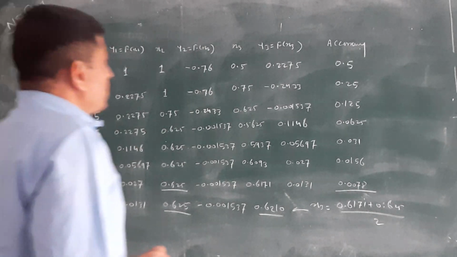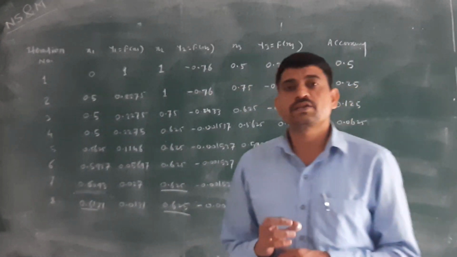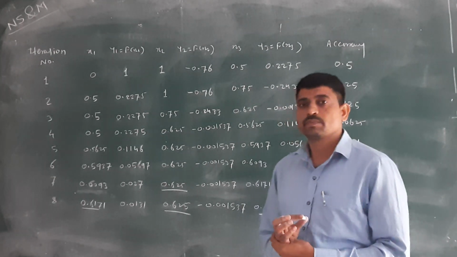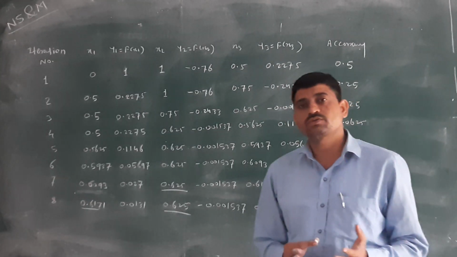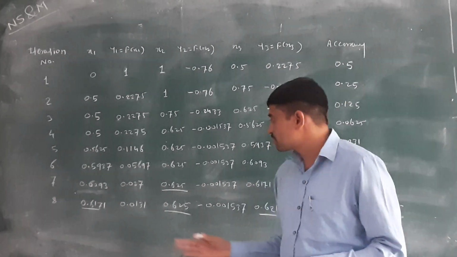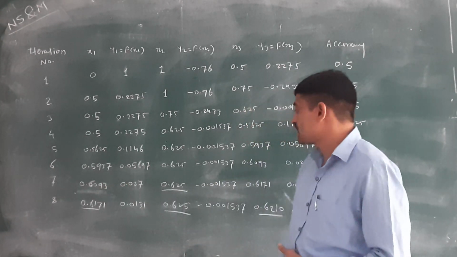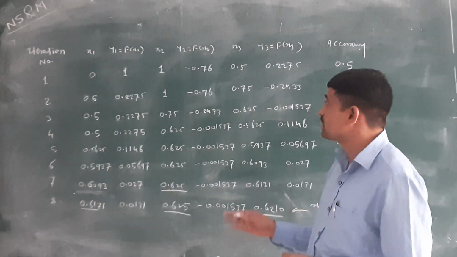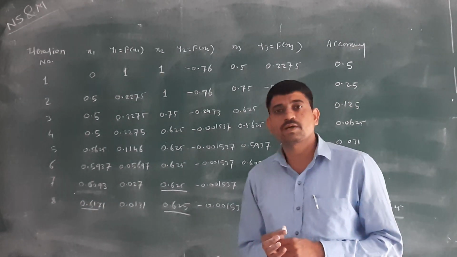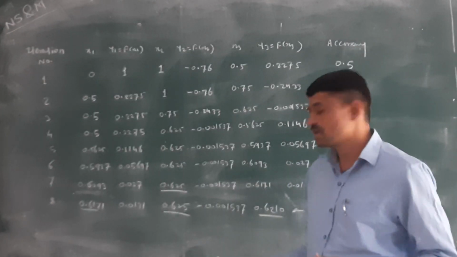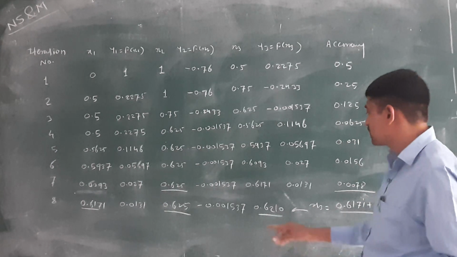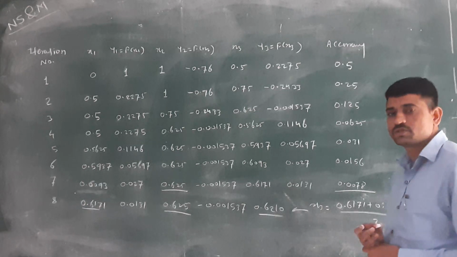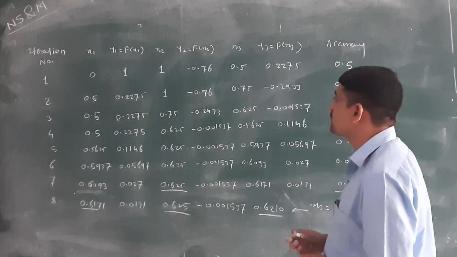See guys, we have solved up to the second iteration. After that, I have made this table. How to make this table? Again, you have to solve the iteration up to the 7th. Then you will get the root of the equation cos x minus 1.3 x. You will get the value for x3, 0.6210. This will satisfy the given condition.